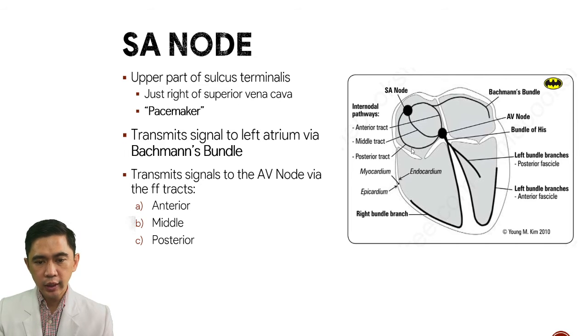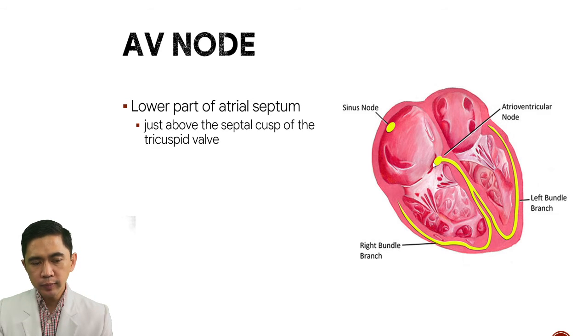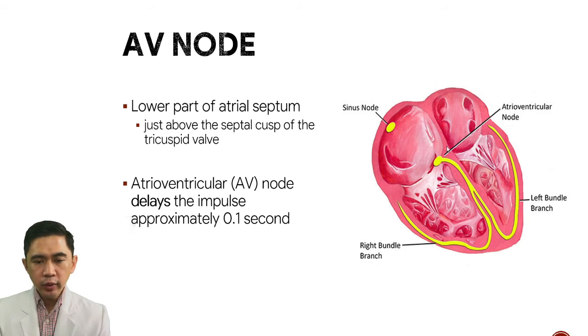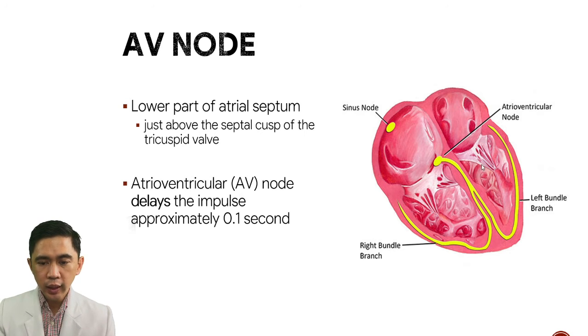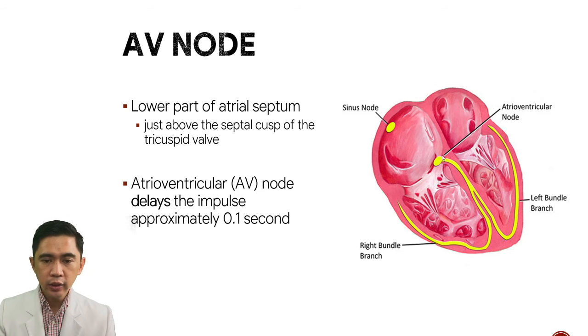The AV node is found in the lower part of the atrial septum, just above the septal cusp of the tricuspid valve. This is the septal cusp of the tricuspid. It's found there. The AV node, upon receiving the signals from the sinoatrial node, delays the impulse by approximately 0.1 seconds. This will allow the ventricles to contract a few milliseconds after the atrial contractions.